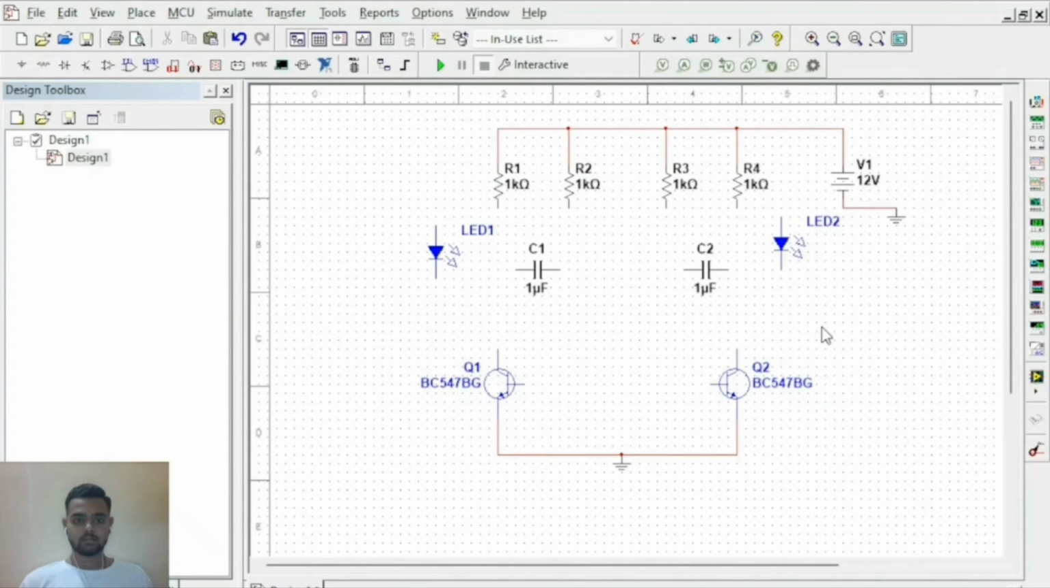Now let's rename all 4 resistors. One is RC1, this one is RC2, this one is RB1, this one is RB2.